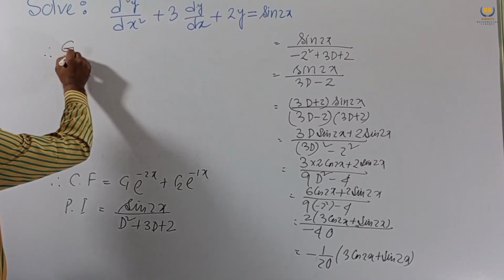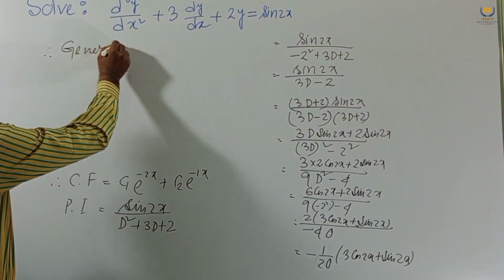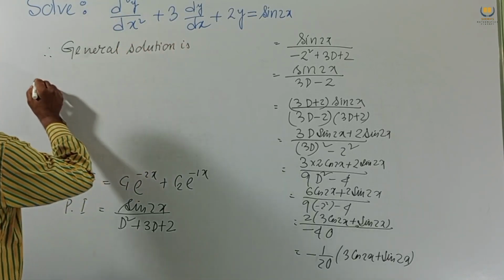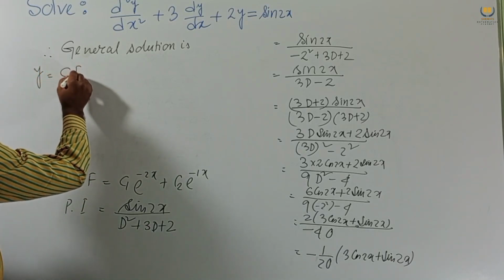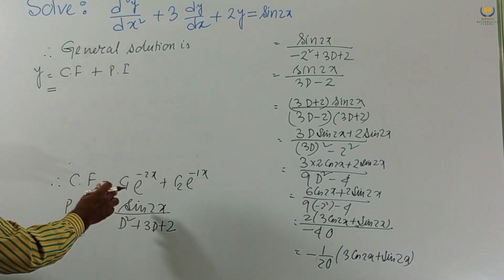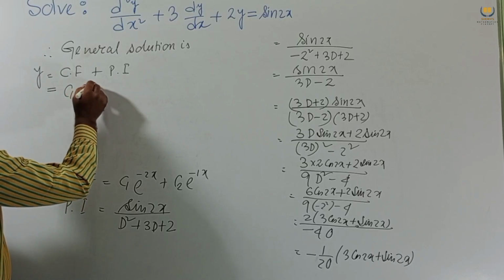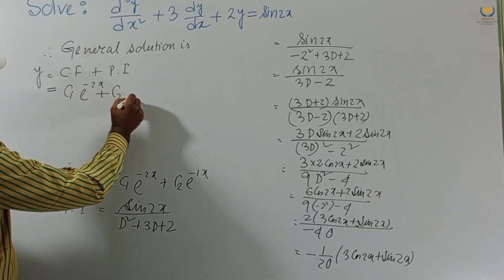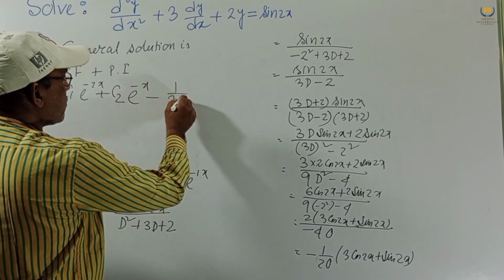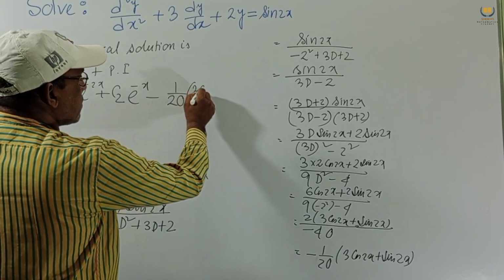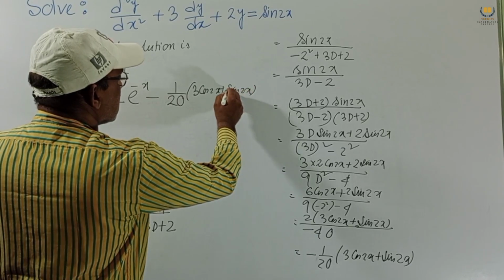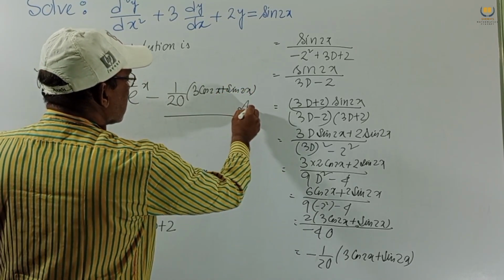Therefore the general solution is y equal to CF plus PI. CF means this one, c1 e to the power minus 2x, c2 e to the power minus x, and PI means minus 1 by 20 times 3 cos 2x plus sin 2x. This is the final answer.